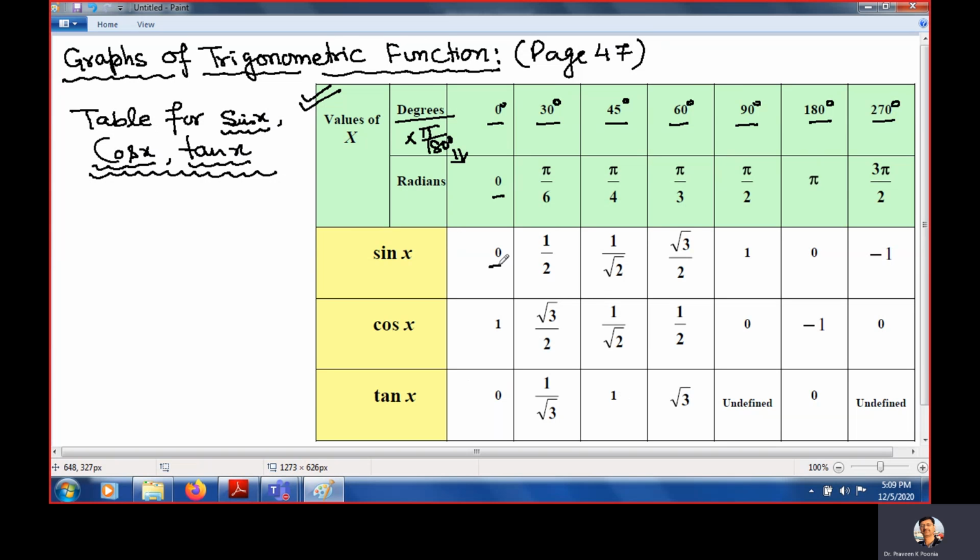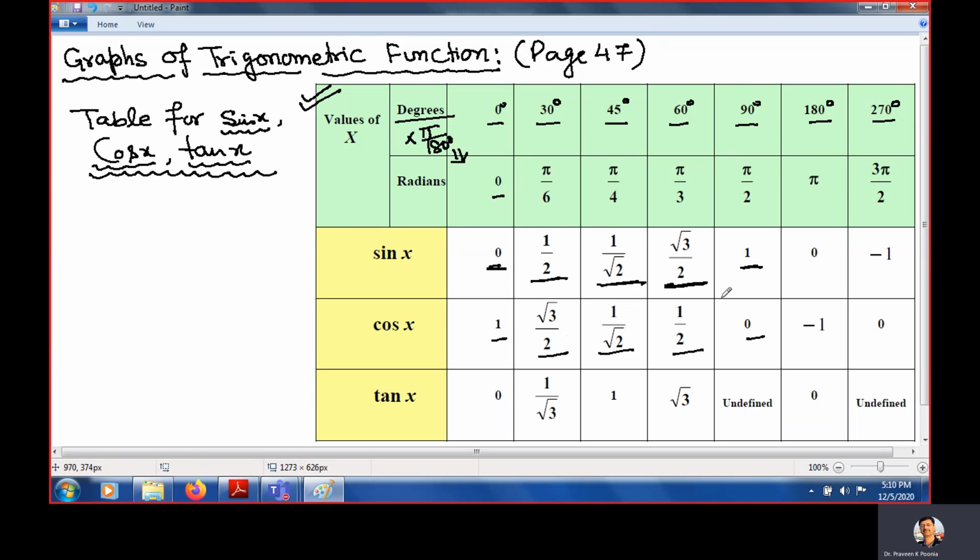Sin 0 is 0. Sin 30 is 1 by 2. Sin 45 is 1 by square root 2. Sin 60 is square root 3 by 2. Sin 90 is 1. Clear? And if you see cos, it is just opposite. Sin 90 is cos 0. Sin 60 is cos 30. Sin 45 is cos 45. Sin 30 is cos 60. And sin 0 is cos 90.